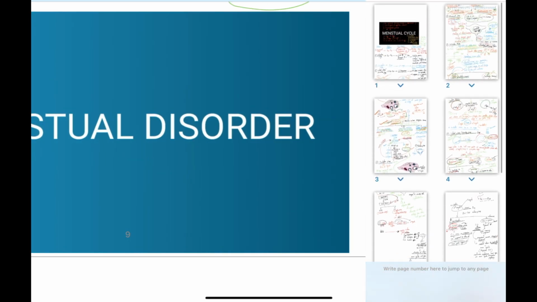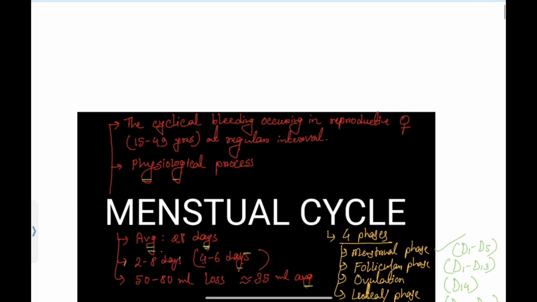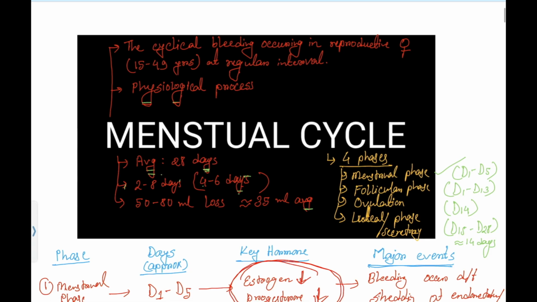So in previous sessions, we have discussed in detail the menstrual cycle, its phases and all. What we have studied is that the menstrual cycle is a cyclical bleeding occurring in a reproductive age female between 15 to 49 years at a regular interval, that means every 28 days. And we said that it is a physiological process, it doesn't have any pathological cause.